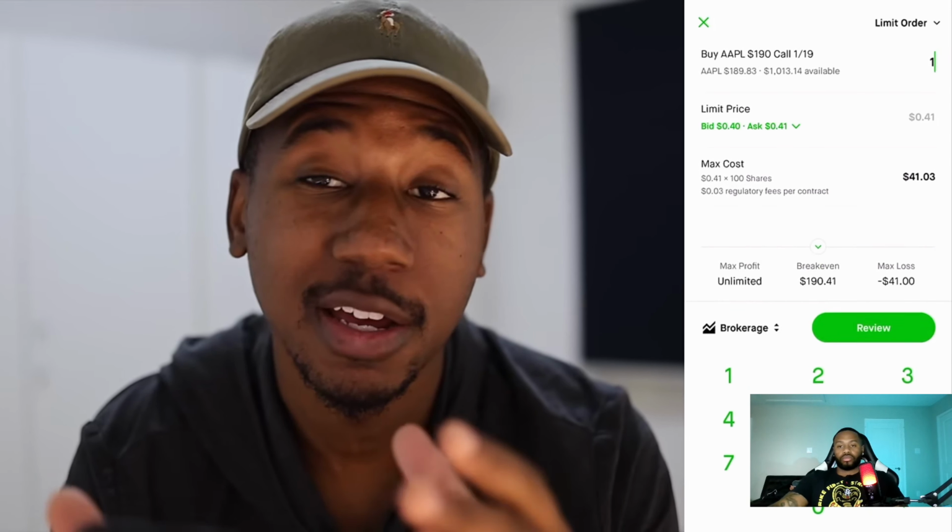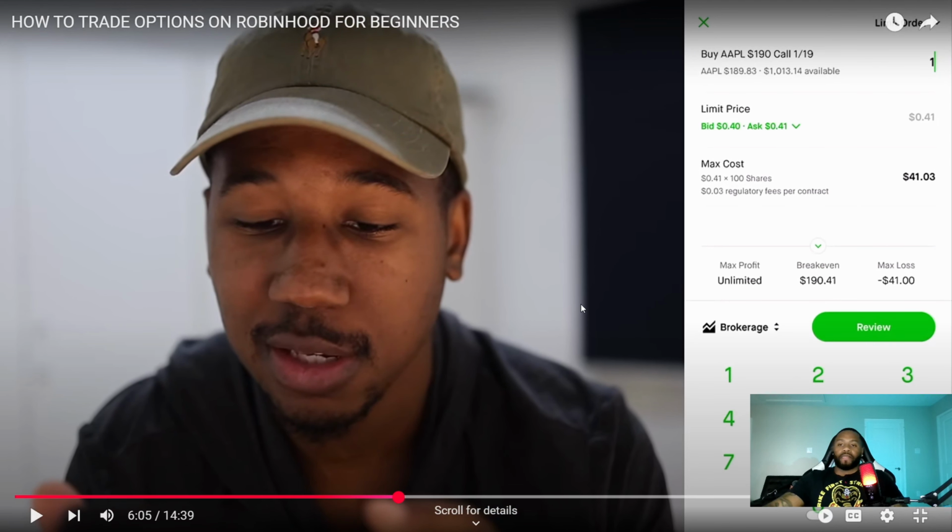But I want to go back and focus on a few things. When you see that price, like this one saying 41 cents, you're multiplying that times 100 shares, because one contract is 100 shares of that company.